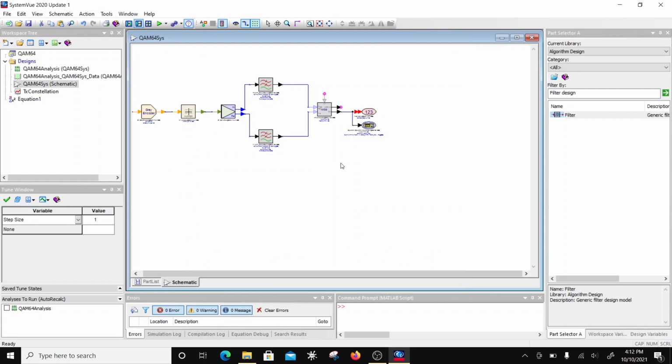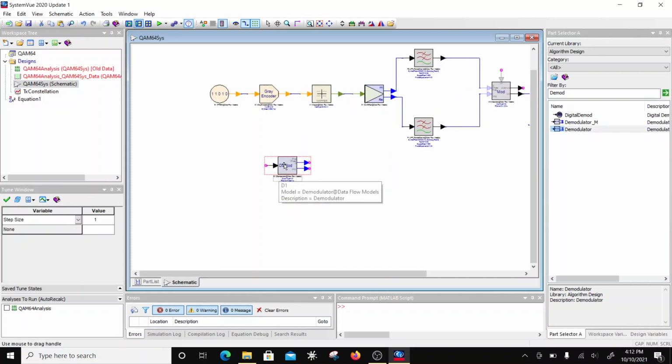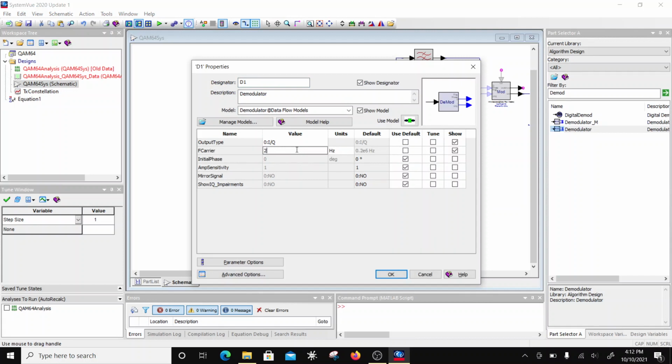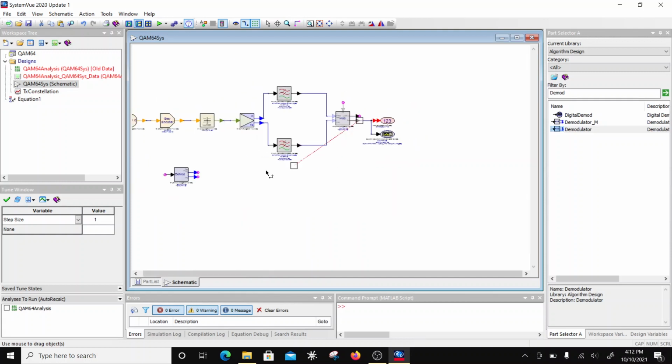And then I'm going to put the demodulator, right? So I will go to demodulator. Okay, and this demodulator, I'll start from here. The center frequency is 2.4 gigahertz, same as the modulator, right? So let's see, same as the modulator, 2.4 gigahertz. And this output is going to go to the input here. Fine.